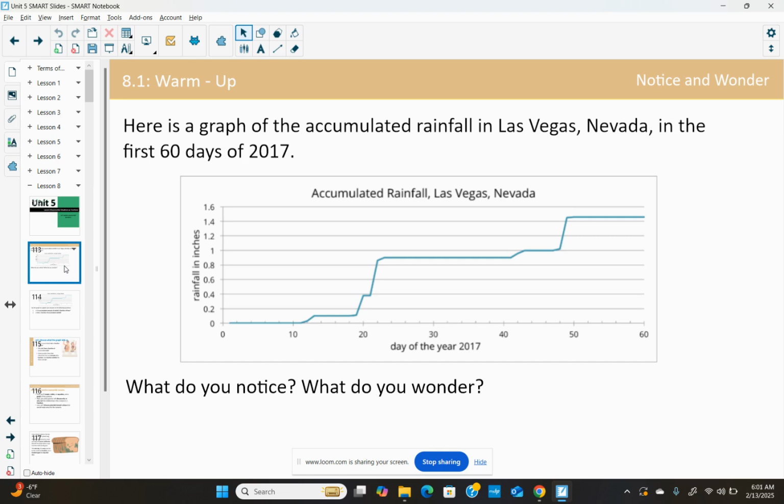You could have noticed anything, right? And wondered anything. So maybe you're just noticing that there's a graph that seems to only be going upward, right? So we only see these increases and it stays flat for a while and then it'll go up again and be flat and then go up again. Maybe you noticed the horizontal axis has the numbers 0 to 60. The vertical axis has 0 to 1.6. So it's only counting by 0.2s, versus the horizontal seems to be counting by tens, and then it's got the little dashes in between to count by twos. Anything you noticed, anything you wondered is great for that.